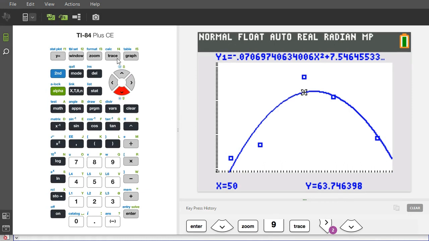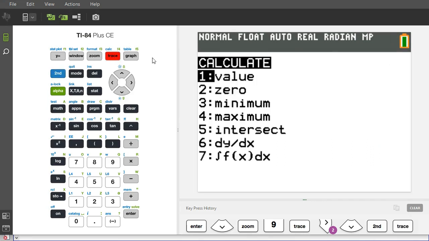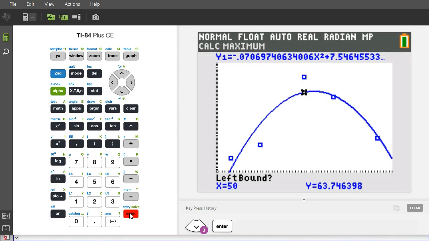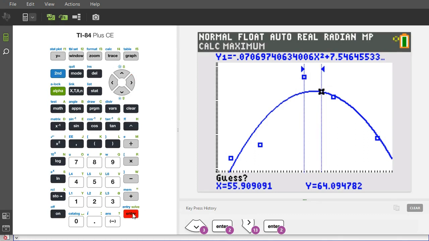Okay. Now, in order to find the maximum value, the value of the vertex, I can hit second, trace, that gives me calculate, and then I have some options. I'm going to go to maximum. The reason I'm picking maximum is because there's actually a maximum. In order to get a maximum, I'm going to hit enter on the left side and the right side of my maximum. So as long as my spider is on the left side and the right side of my maximum, it will actually give me what the actual maximum value is.